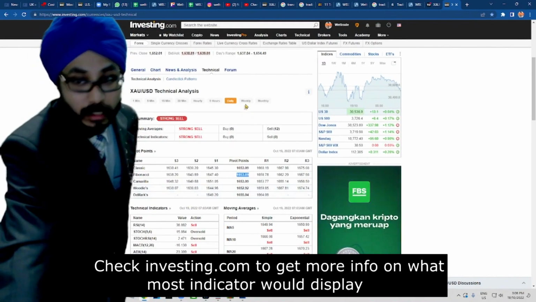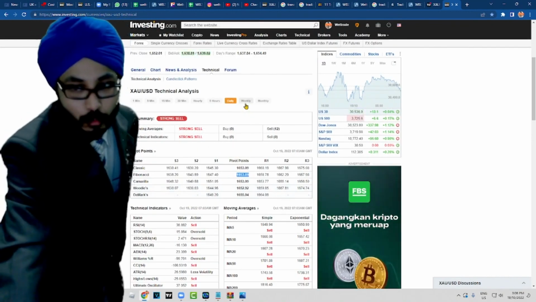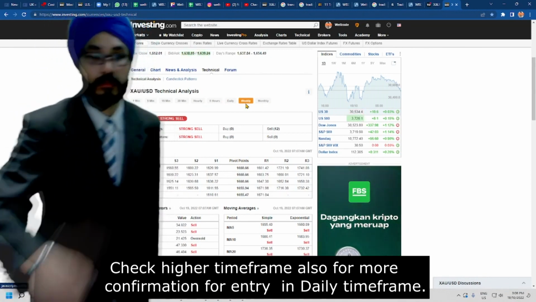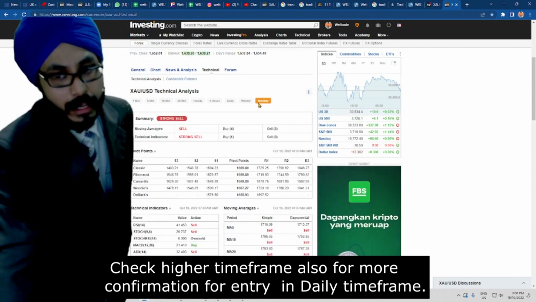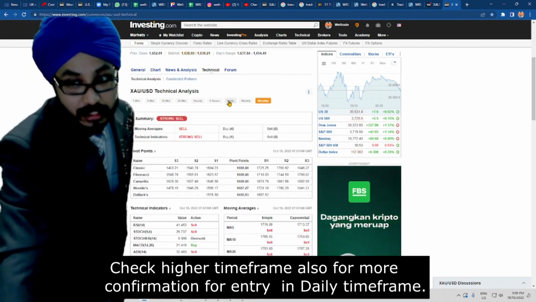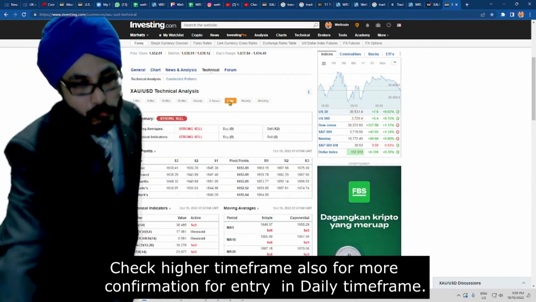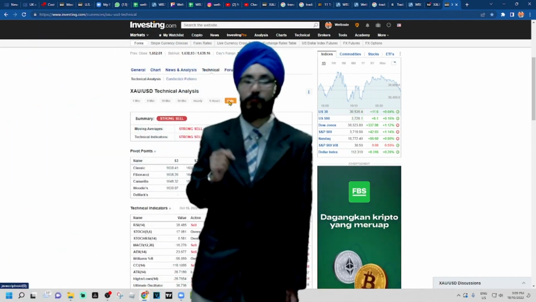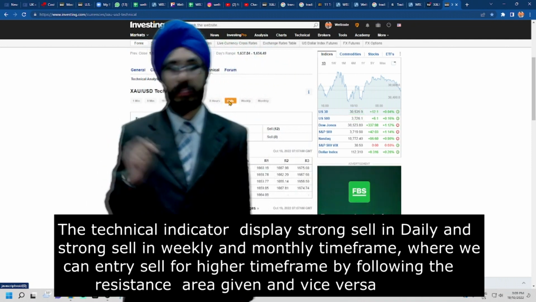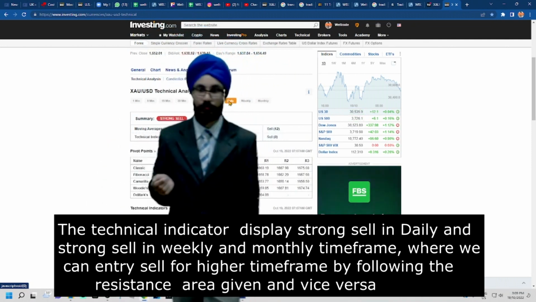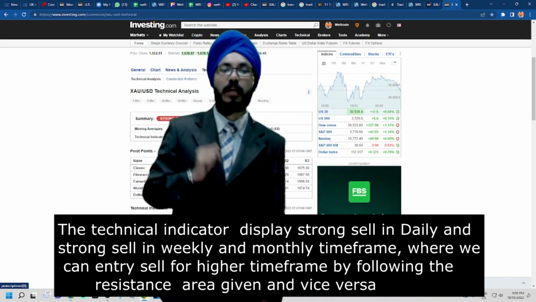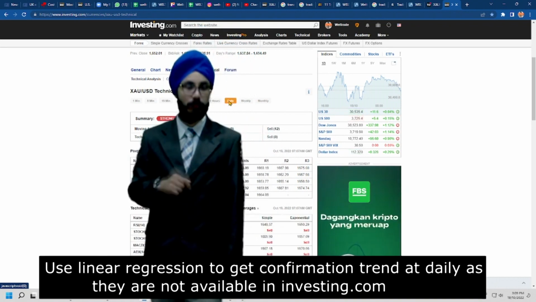And as we would like to have more confirmation, we can check with our higher time frames to see what our technical indicator says, which is also a strong sell. And for monthly, we can also see that it is a strong sell. As we could see here, this confirms that we can look at our resistance points and we are able to place our sell. However, we would like to have more confirmation.